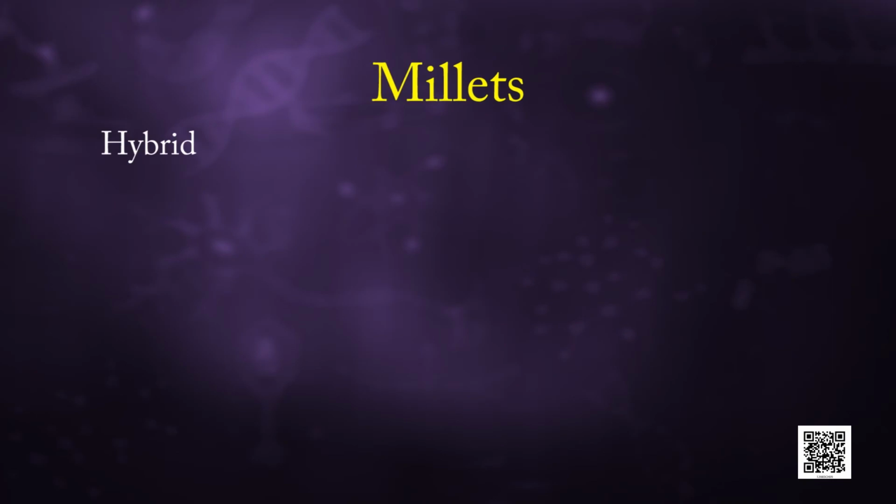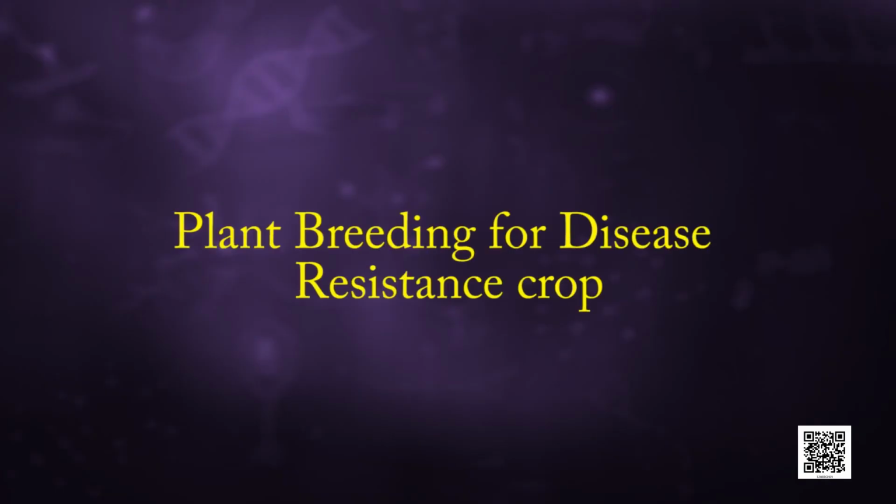Millets. Hybrid maize, jowar and bajra have been successfully developed in India. Hybrid breeding has led to the development of several high yielding varieties resistant to water stress. Now let us talk about plant breeding for disease resistant crops.